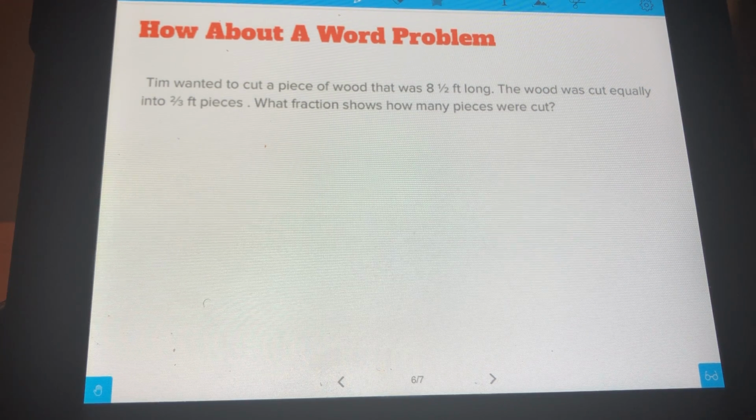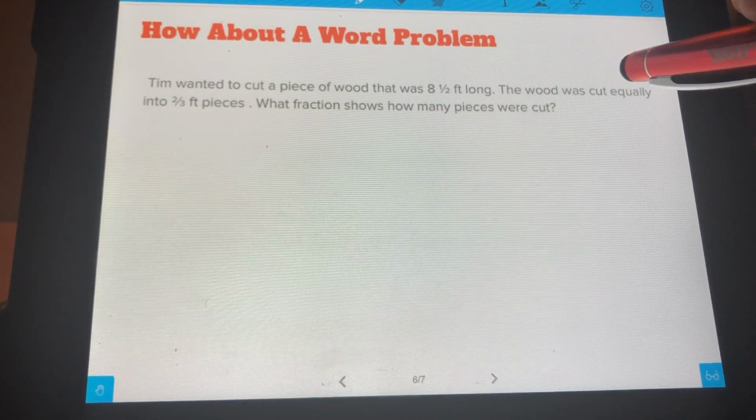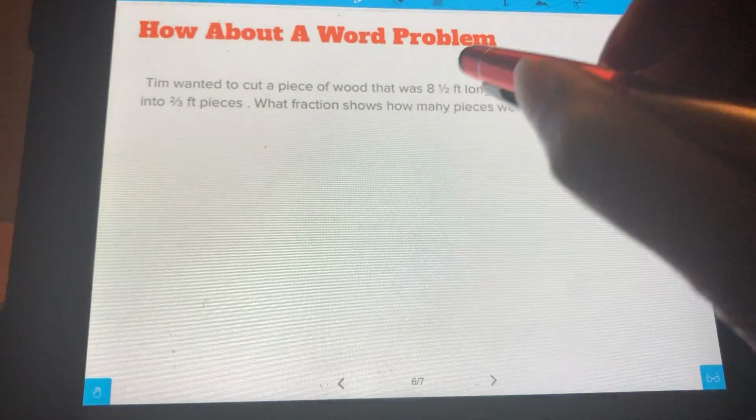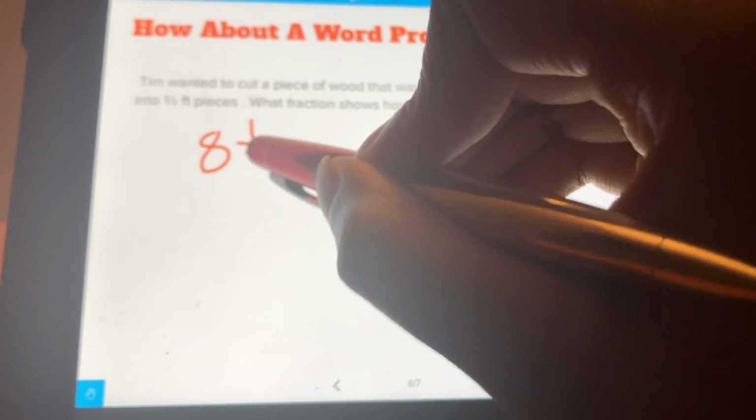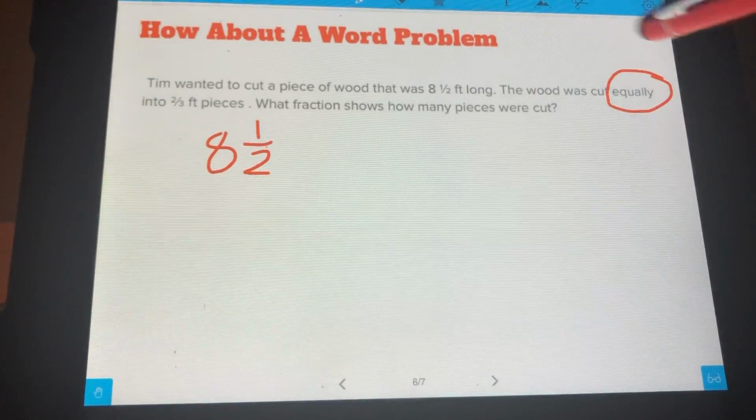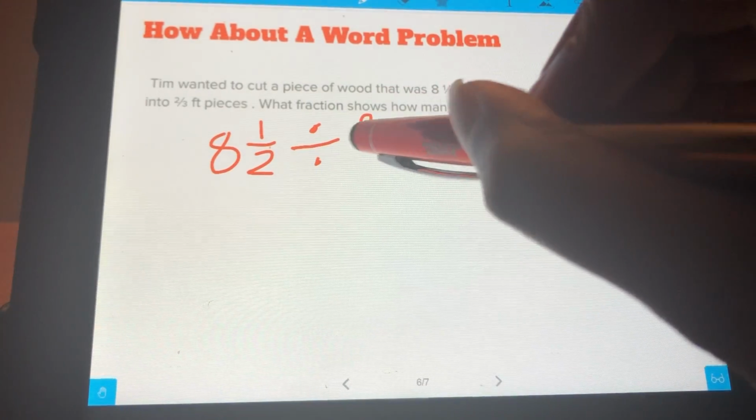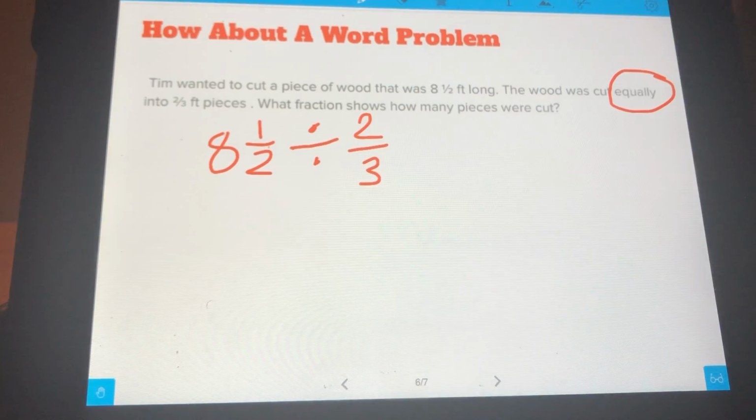So we're looking for our keywords here, and our keyword, as you can see, is equally. So we're cutting it equally, splitting it equally, whatever you want to say. We know we need to divide, so let's go ahead and write our problem out. We have 8 1/2 cut equally. That means I need to divide. And we have 2/3 here, so 2 over 3.